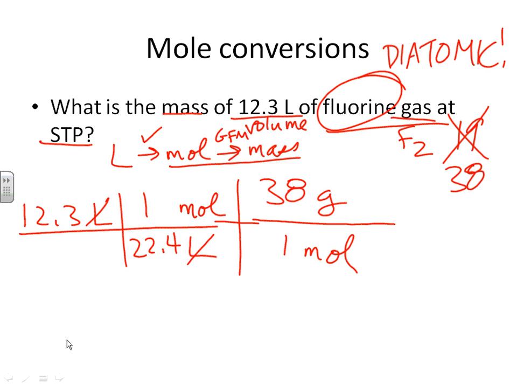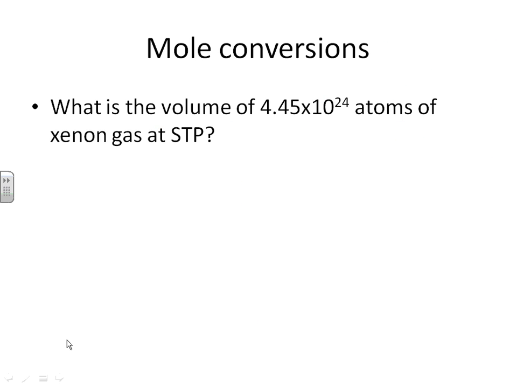I will get you every time with this until you figure it out. Remember, HOBrFINCl, the diatomics, 38 grams per mole, F2 gas. Moles cancel, and then again, go through, do the math. 12.3 times 38, multiply all the top numbers together, divided by the bottom number, 22.4 liters, and we get an answer of 20.9 grams. 20.9 grams.